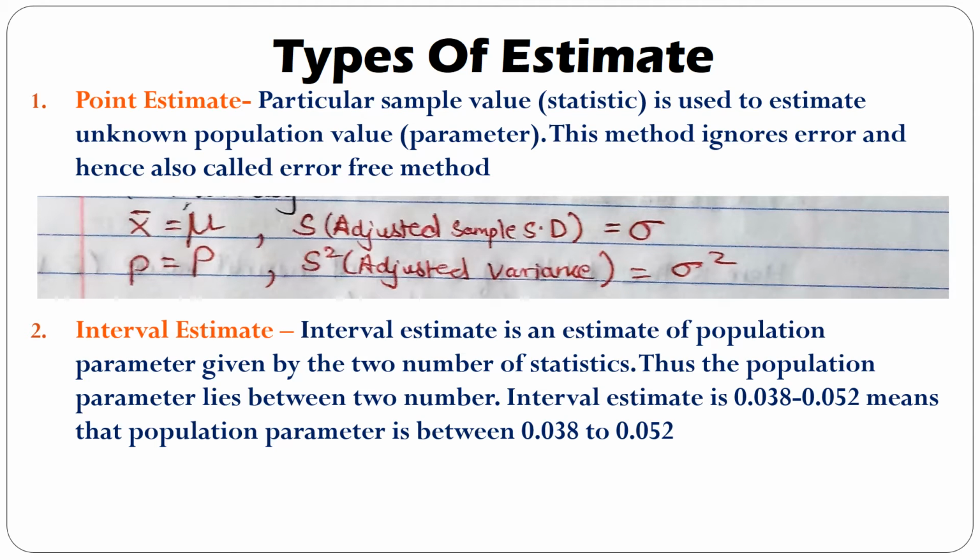Interval estimate. Interval estimate is an estimate of a population parameter given by two numbers of a statistic. Thus, the population parameter lies between two numbers. Interval estimate of 0.038 to 0.052 means that the population parameter is somewhere between 0.038 and 0.052.